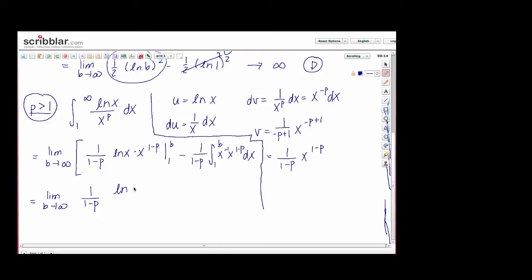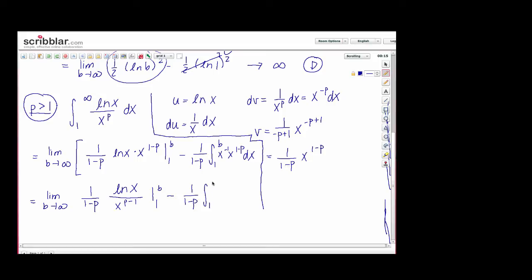I have my natural log of x, and now because p is greater than 1, I'm going to write an x to the 1 minus p in the numerator. That's the same thing, of course, as an x to the p minus 1 in the denominator if I just flip the sign of my exponent. And again, this is going from 1 to p, and then I have minus 1 over 1 minus p. Again, now that's just some number.